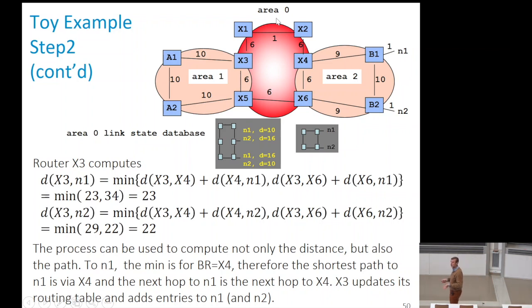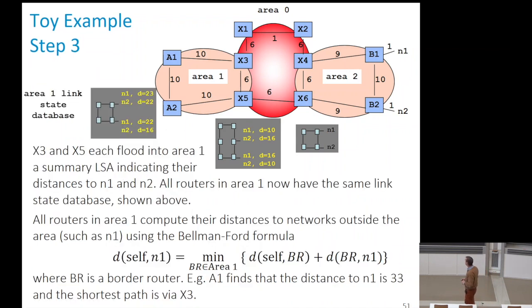How to go to X4? We know this by the link state mechanism inside area 0. So X3 will do that, will update its routing table, and now X3 knows how to route a packet towards N1. It knows it has to go via X4 here.